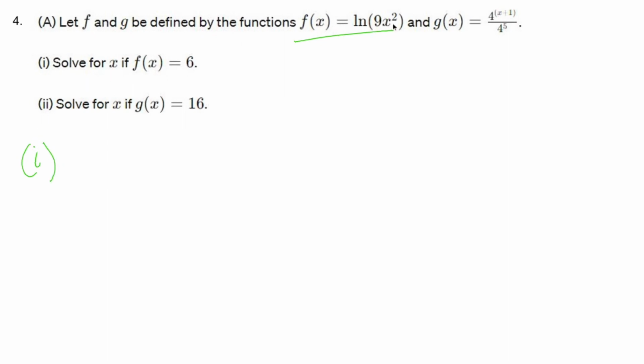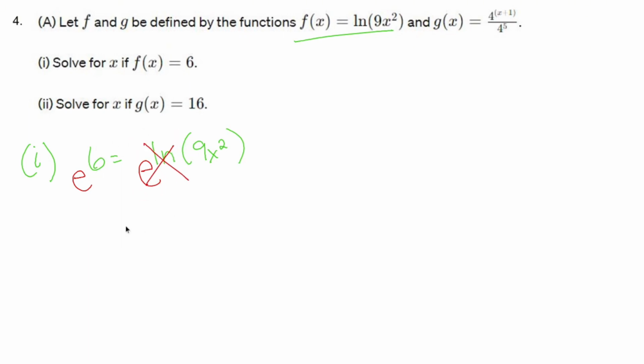So I'm going to take this guy right here, and I'm going to set 6 equal to ln of 9x squared. Now, first things first, I have ln all by itself with some stuff in the middle. I always like to take the e to the of both sides. I know it's not the grammatically most correct thing in the world, but that's what I like to do.